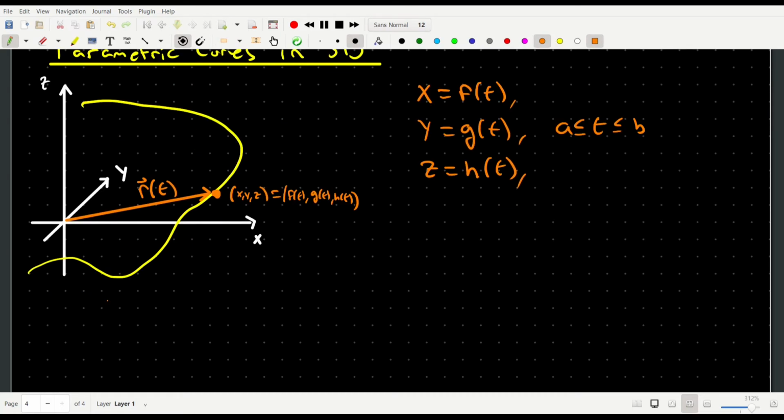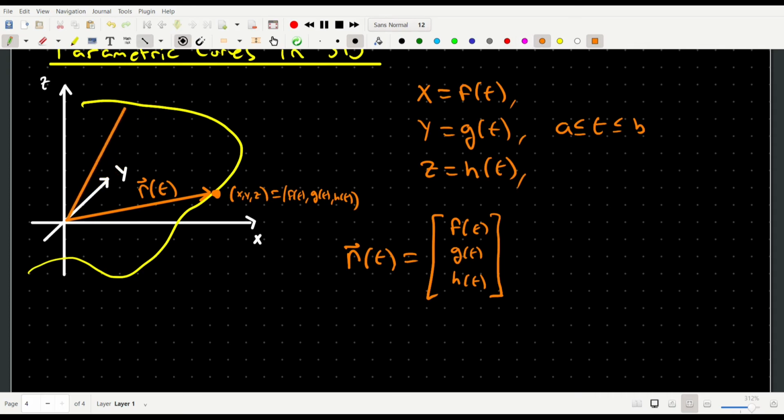We typically write this as, like I said, r of t, which is simply the position vector that goes out to the point. So this is going to be the position vector f of t, g of t, h of t. And this gives us a nice description of the position vector going out to any point on this parametric curve. This is, say, r of t2 for some other point on the parametric curve.